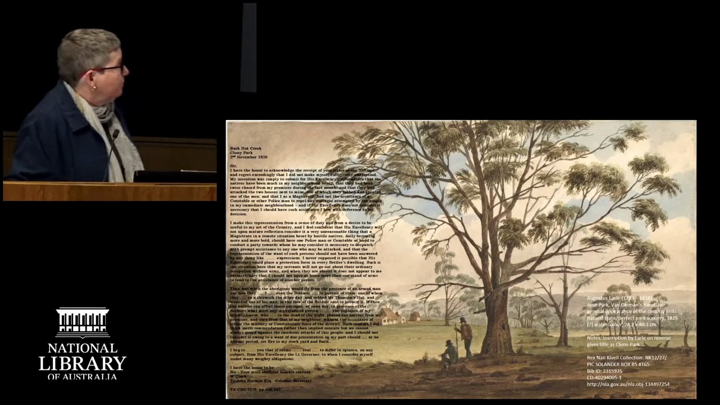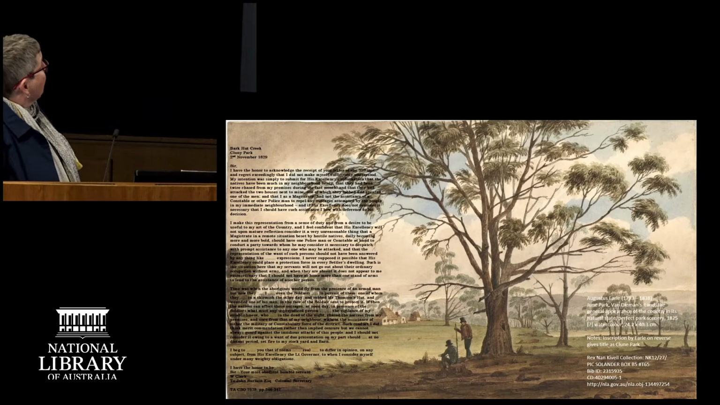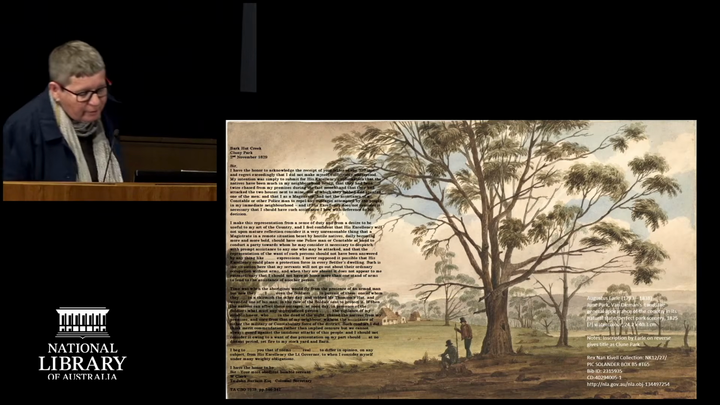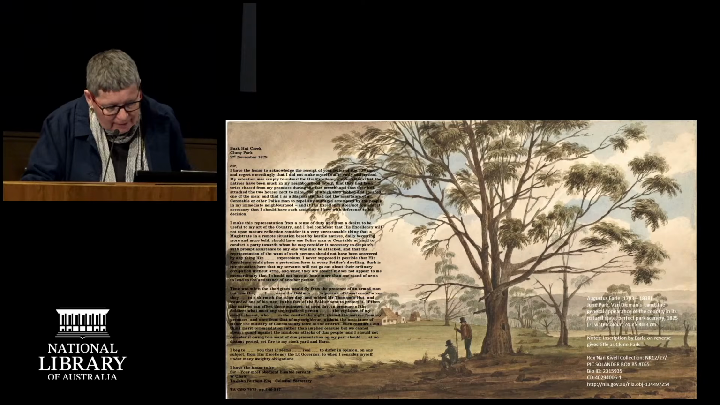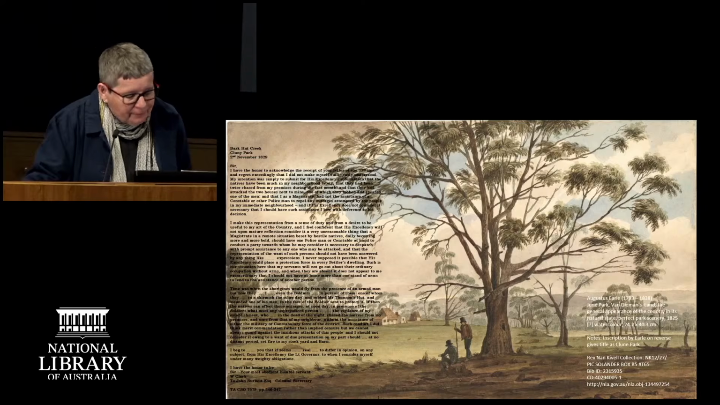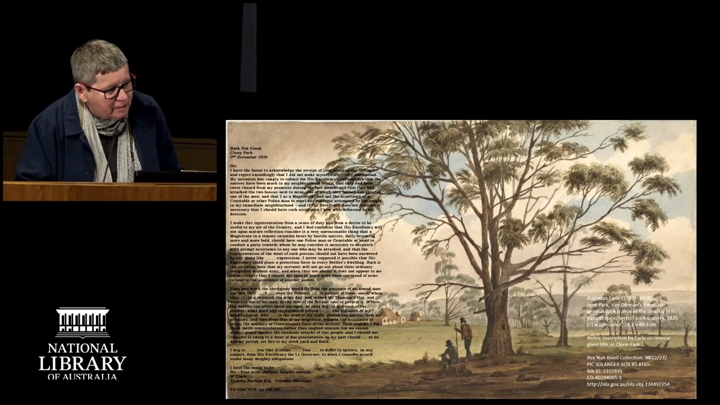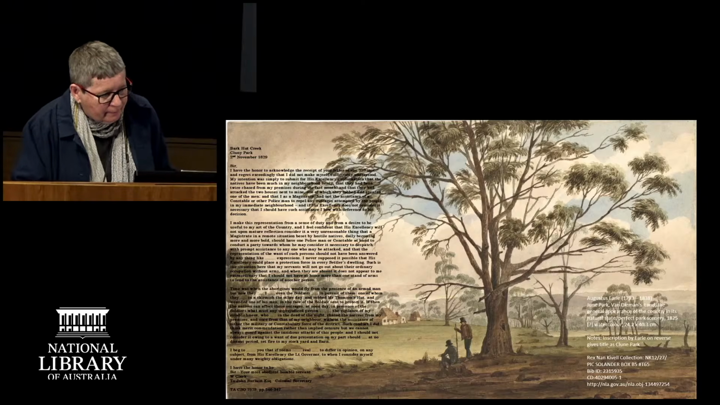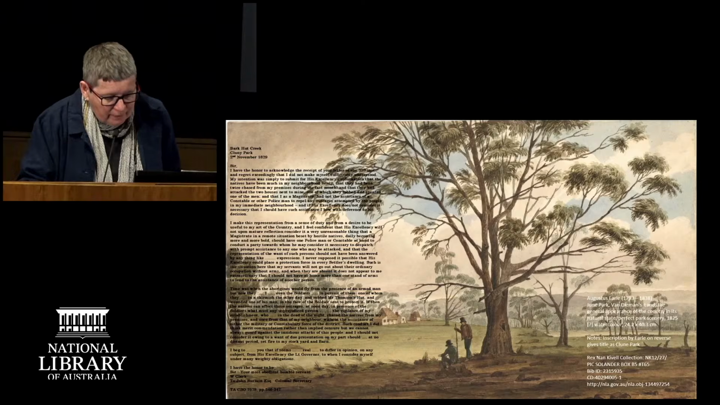It's a bit hard to read, so this is correspondence from William Clark at Cluny to Governor Arthur, explaining what he wanted in terms of support to remove the presence of Aboriginal people on that estate.